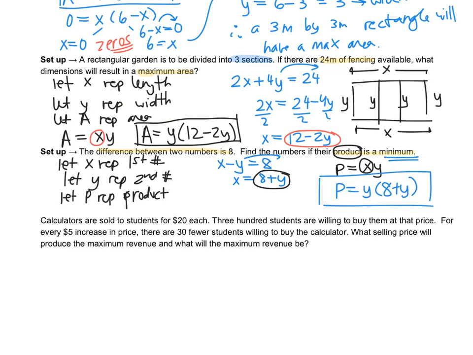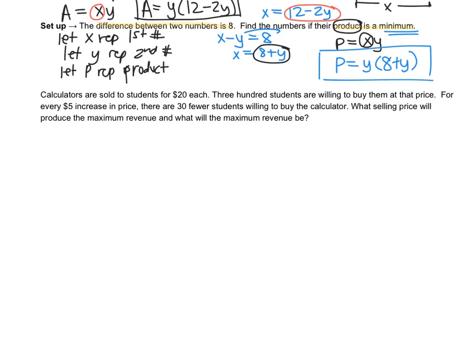The word minimum was there, so I need to find the vertex. And here I personally would average the zeros, just like I did in the previous example. So I'd set P equal to 0 and branch off. But again, you could also distribute that y in and complete the square. They will both take you to the same place. All right.